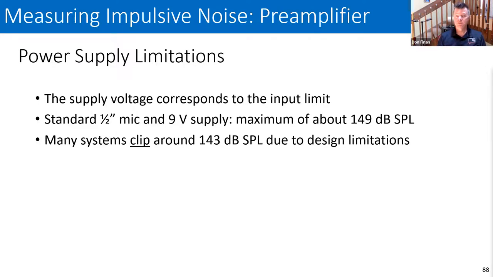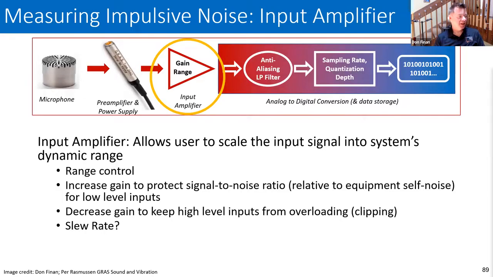Many sound level meter systems would therefore clip, maybe even lower than this, maybe around 143 dB, due to those physical design limitations. I'll explain what clipping is in a minute, but it's bad. We don't want it.